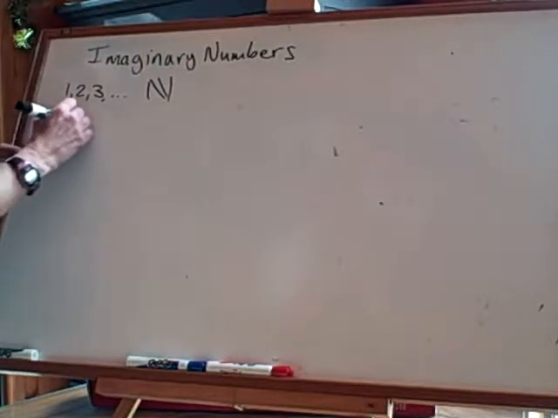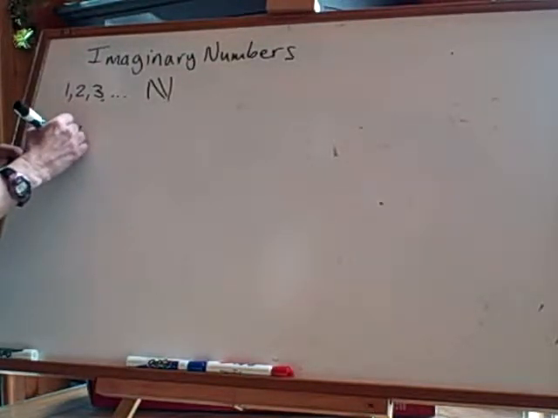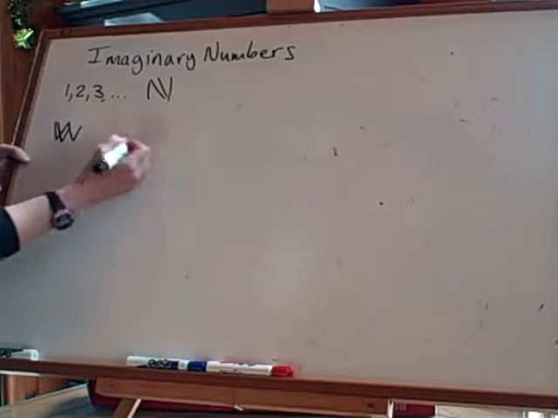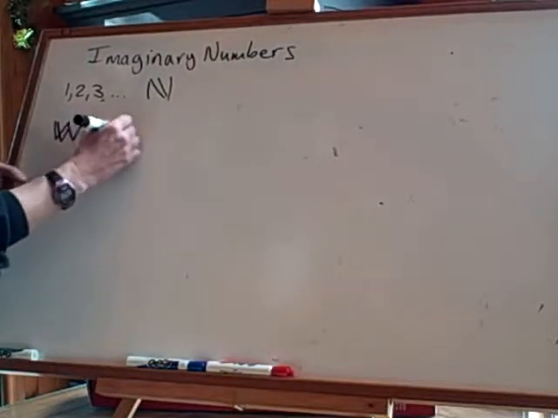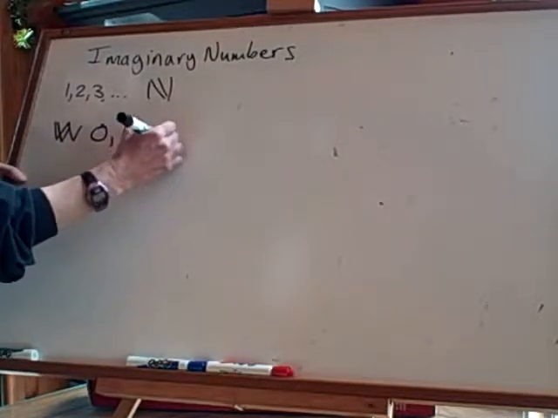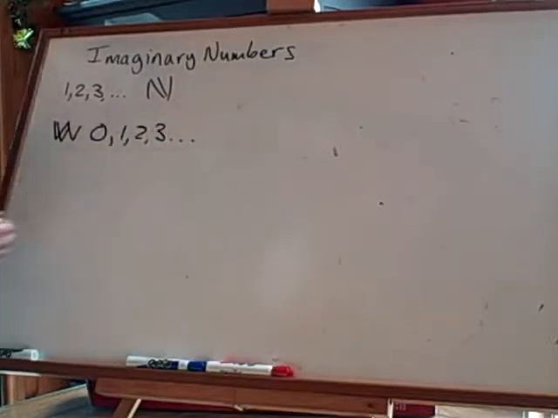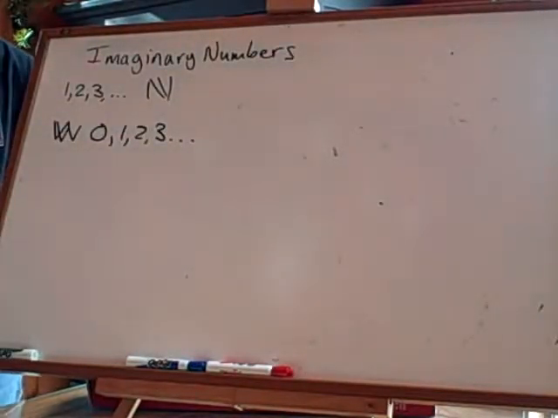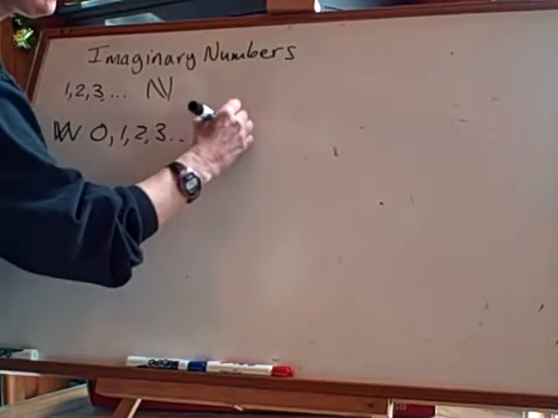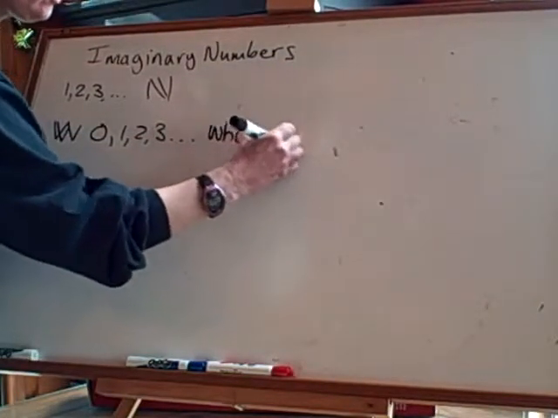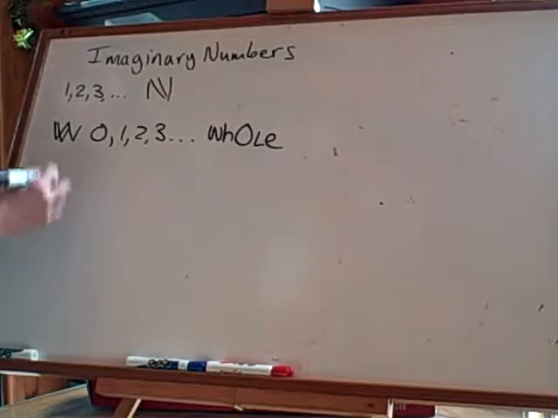Your whole numbers, which is a fancy W, have 0, 1, 2, 3, yada, yada, yada. So whole numbers are just like natural numbers, only they have a 0. The easy way to remember that is when you spell whole, you put a 0 in the middle, okay? Let's see what comes after whole.